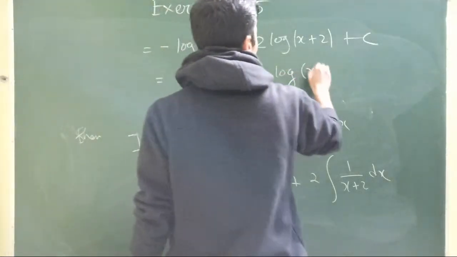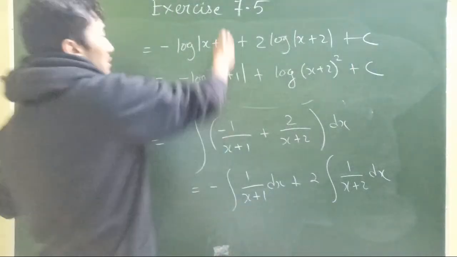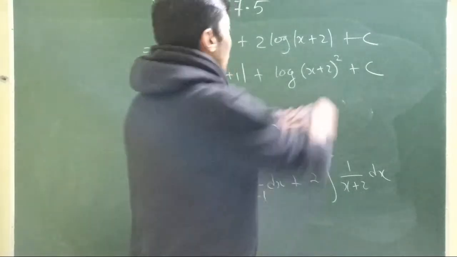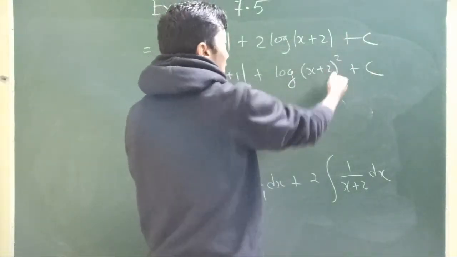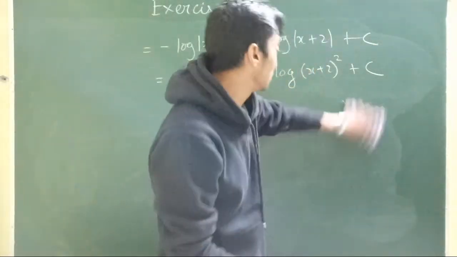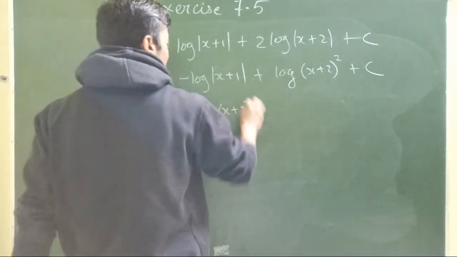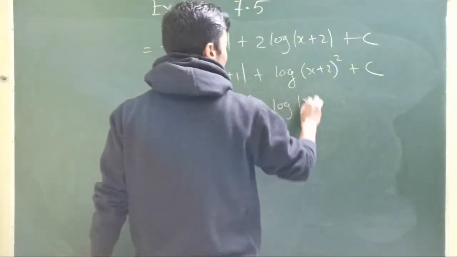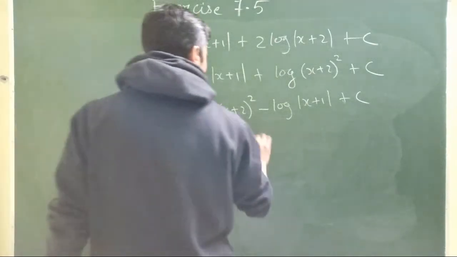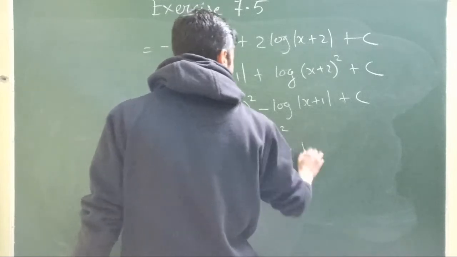And of course you can modify a little bit. 2 log of x plus 2 can now be written as log of x plus 2 whole square, plus c. Now we can use this bracket. Generally we use this modulus sign to see to it that the log value is defined only for positive values. But the square of any number is positive, so this time you can write the round bracket also, no problem with that, because we know that it's going to be a positive value. So we just arrange it as log of x plus 2 whole square minus log of x plus 1 plus c. So this can be written as log of x plus 2 whole square divided by x plus 1 plus c.